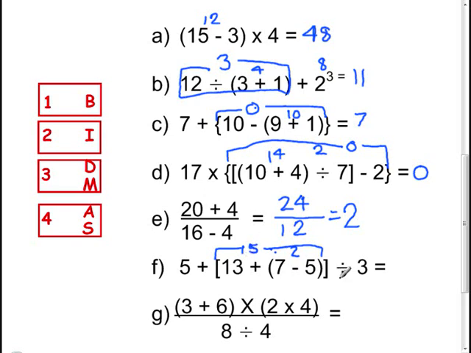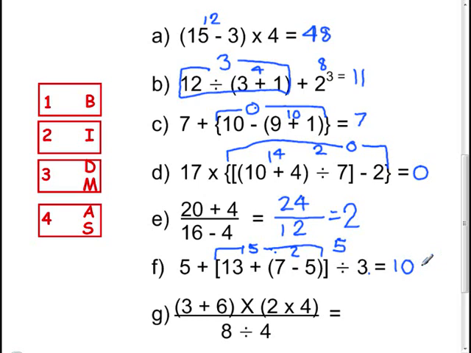15 divided by 3. The answer to that is 5. So now there's this one finished. So everything between this bracket and the end of this 3 is equal to 5. Now I can do my addition. 5 plus 5, that's 10.